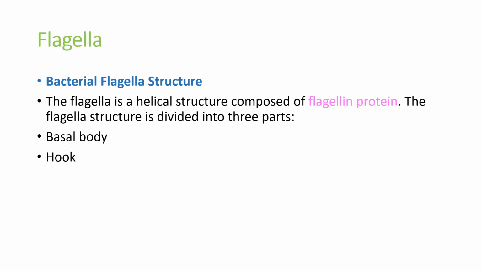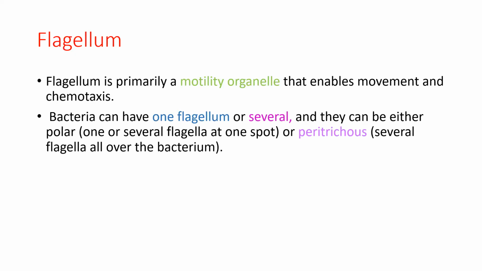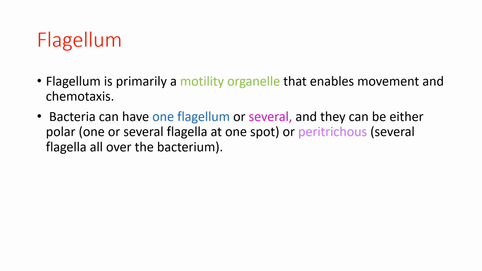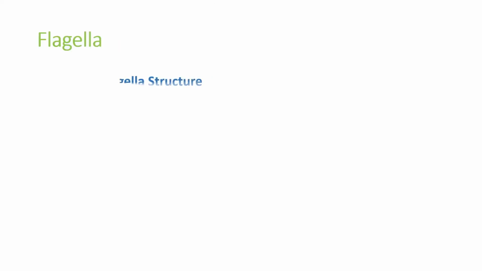First, I explain the flagellar numbers. How many flagella are present in bacteria? That is called one flagellum or several flagellums. Peritrichous means several flagella all over the bacterium. Only one flagellum present in one bacteria. Some bacteria have several flagellums present in one spot. That is the flagellum numbers, the quantity.